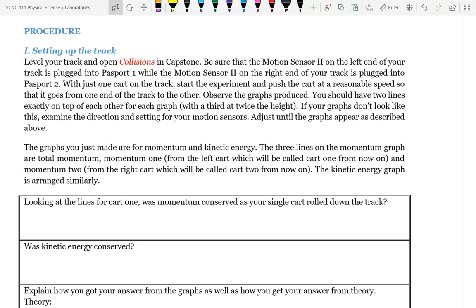Yeah, definitely going down that way, right? So that would clearly skew my results. If I did my experiment like this, my results would not be very good. Right, so you want to level the track. That's the first thing. Okay, so I didn't level it.